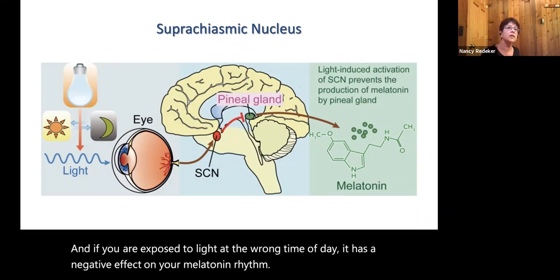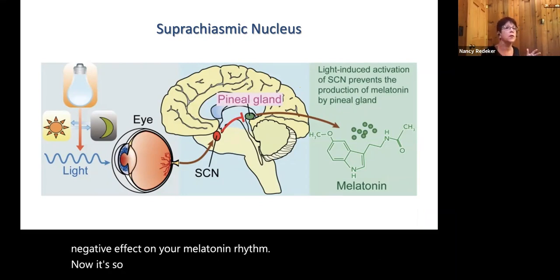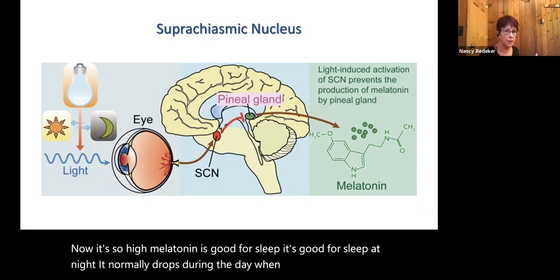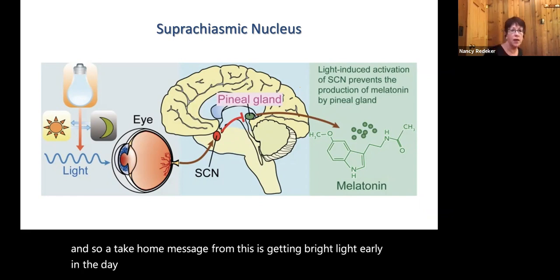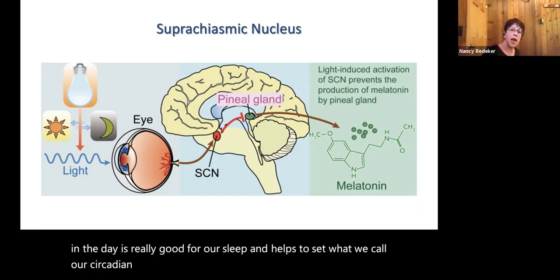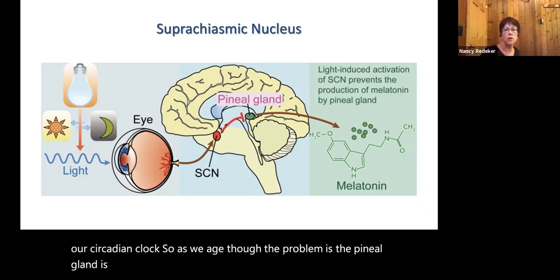And so high melatonin is good for sleep at night. It normally drops during the day when we get bright light. A take-home message from this is that getting bright light early in the day is really good for our sleep and helps to set what we call our circadian clock. As we age, though, the problem is the pineal gland is less efficient at doing this.